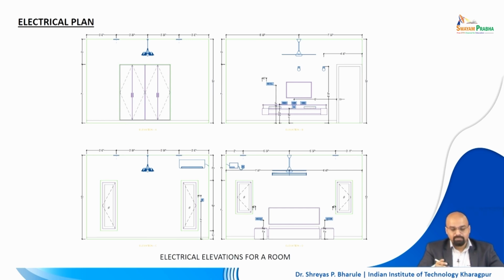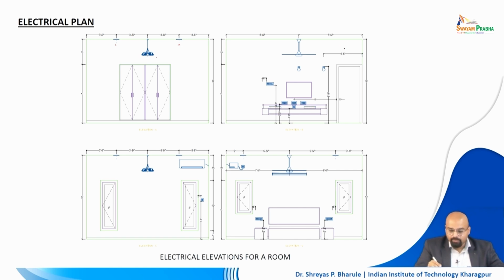Now, in case of an elevation, when you see the electrical elevations of certain things or certain rooms, what do we see? We do see that okay, there is a chandelier to be placed, and then you have the two lighting fixtures which will go on top, right. So, this is how it is placed.